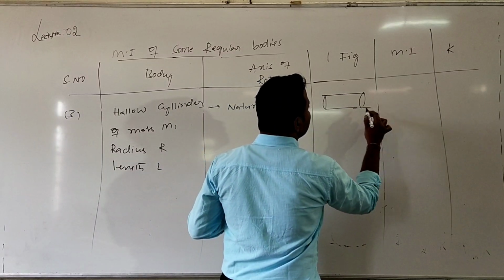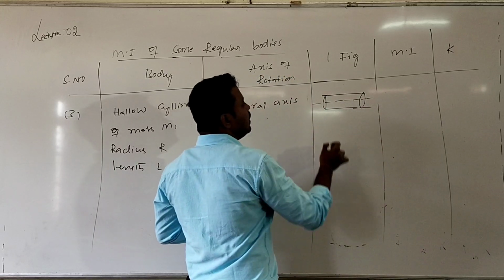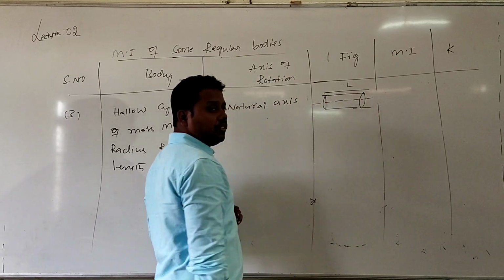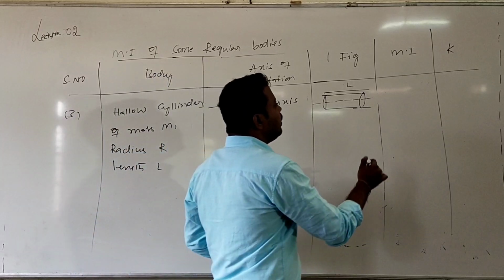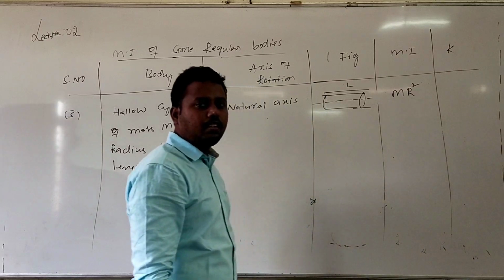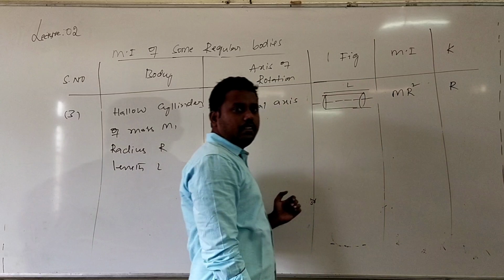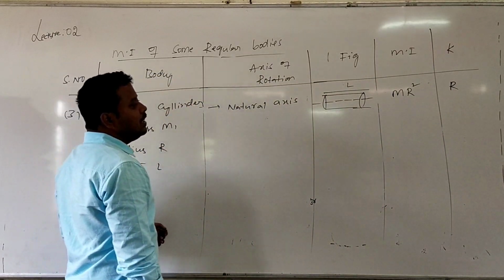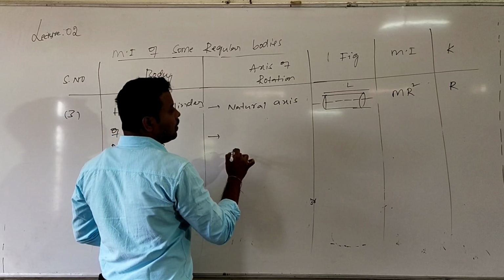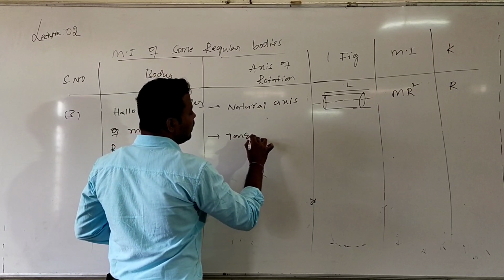So this is called an axis which is passing through the center and parallel to the cylinder of length L, radius R. So this is the axis of rotation. The moment of inertia will be the same as that of a circular ring, which is given by MR square. Then the radius of gyration will be equal to R. Understood now? About which axis? Natural axis. Next.